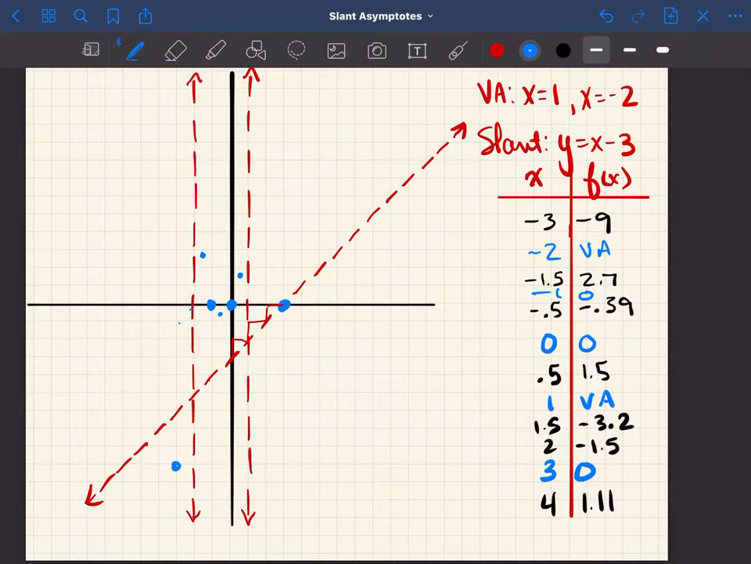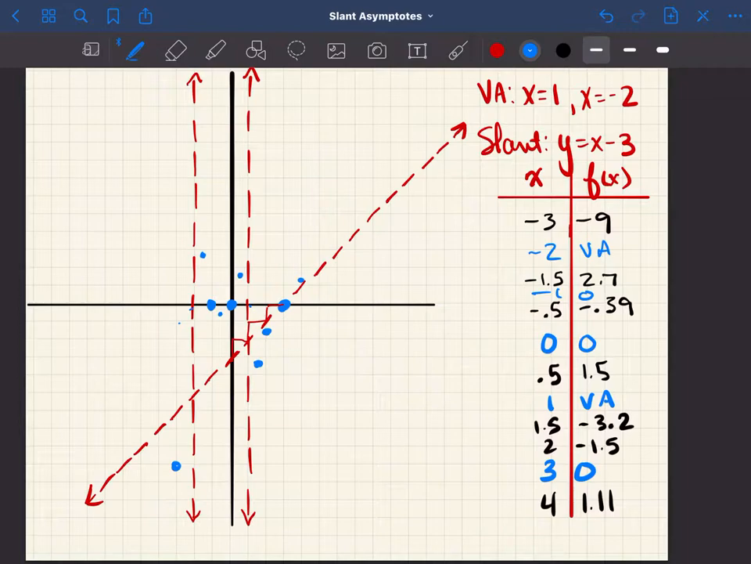And then I have 1.5, I am at -3.2, so I'm somewhere right about there. And then at 1.5, I am at -1.5. At 2, I am at 1, so somewhere right about there. And then at 4, I am at 1, I'm above the line.